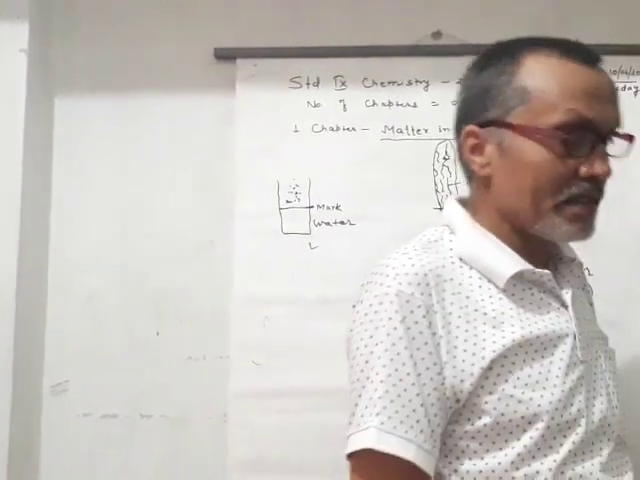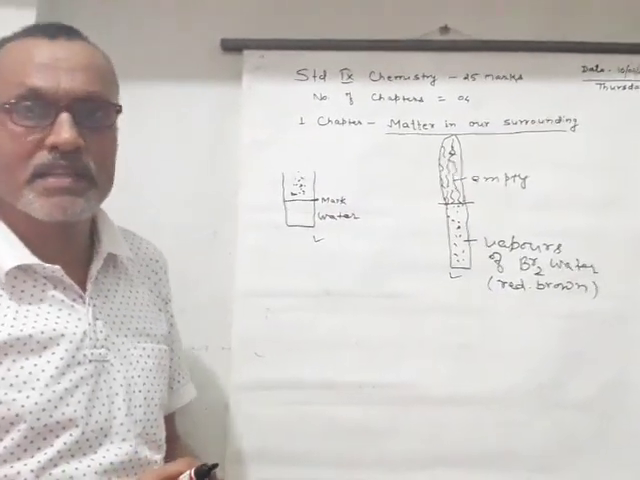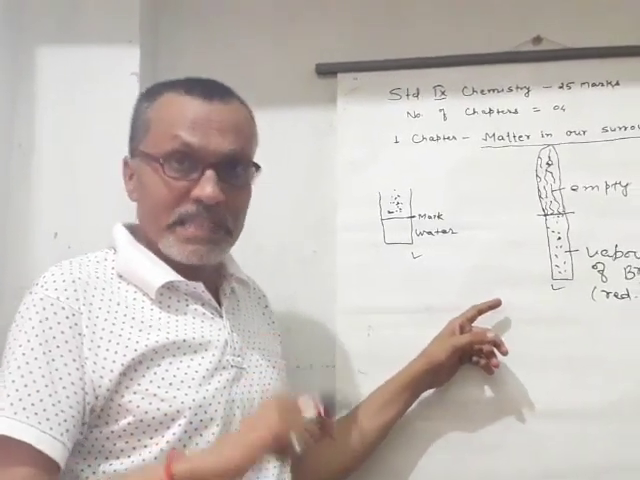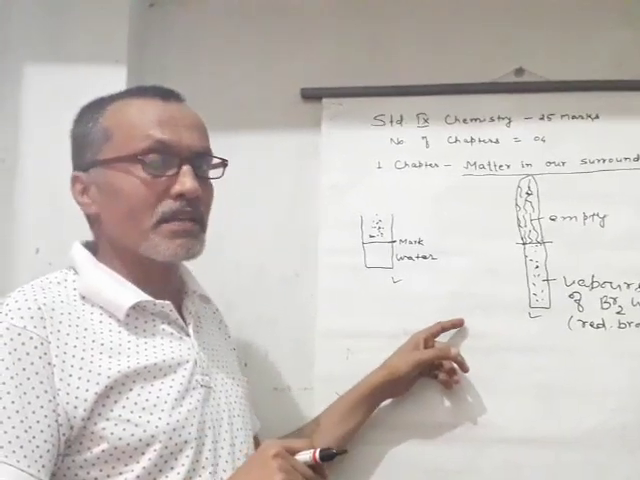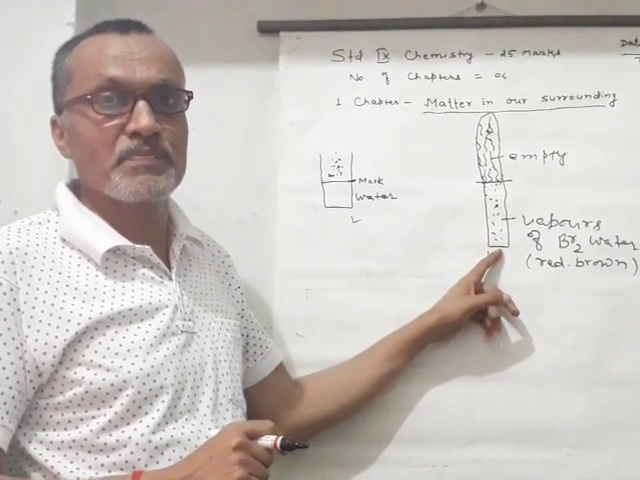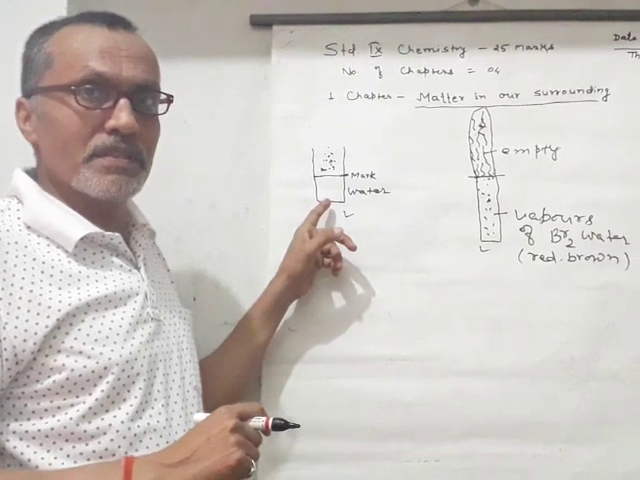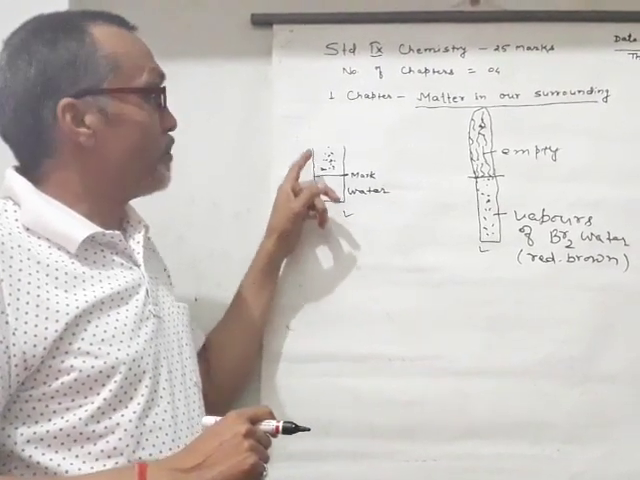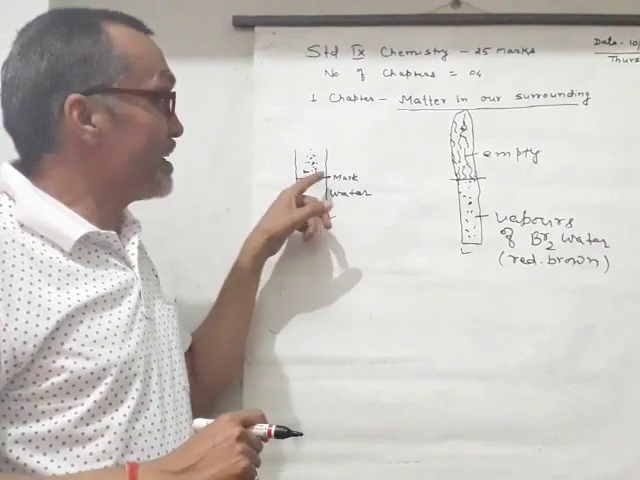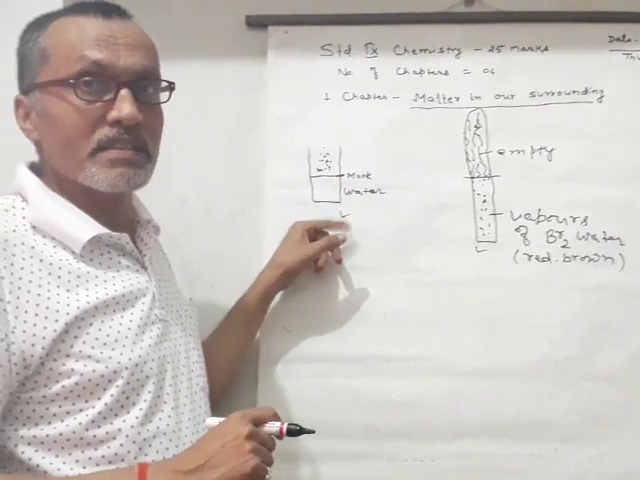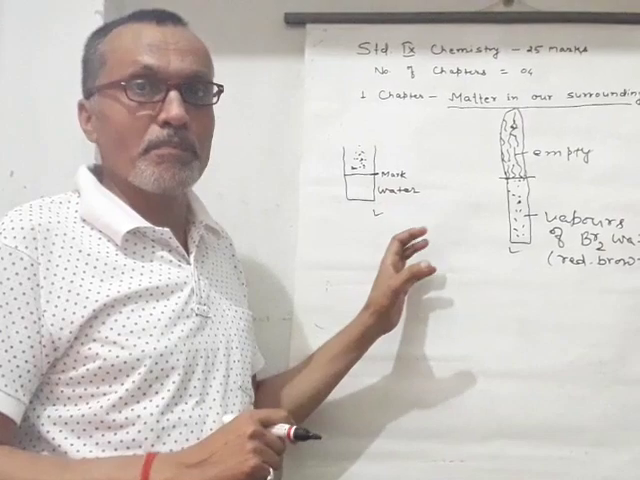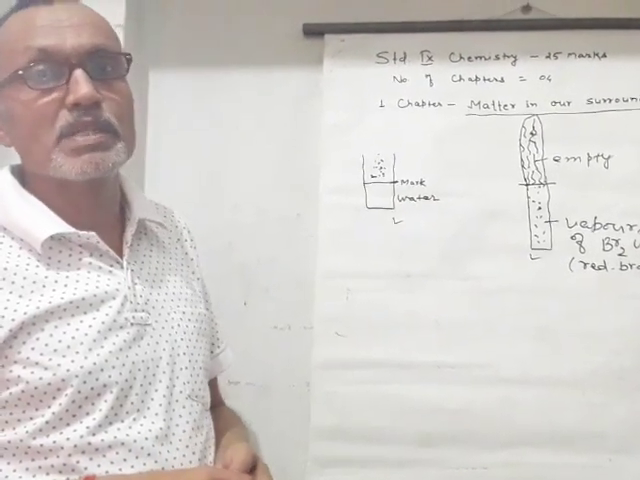Next, the second characteristic is that between the particles of matter there are empty spaces. Students, this characteristic of matter can also be understood by these two activities. Due to empty spaces between the particles of water, the particles of salt or sugar take the space and maintain the level of water inside the glass. So this also became clear that between the particles of matter there are empty spaces.